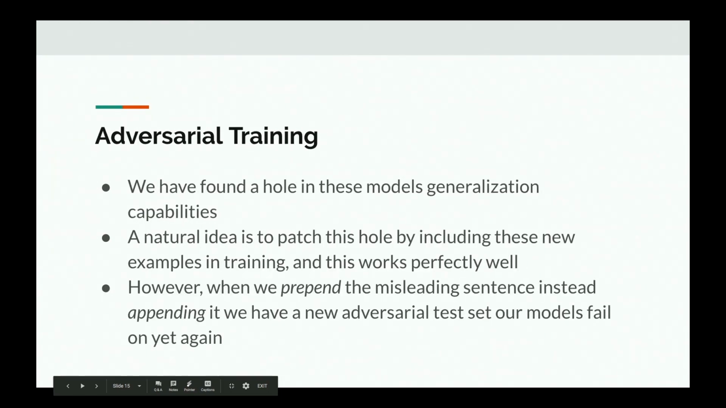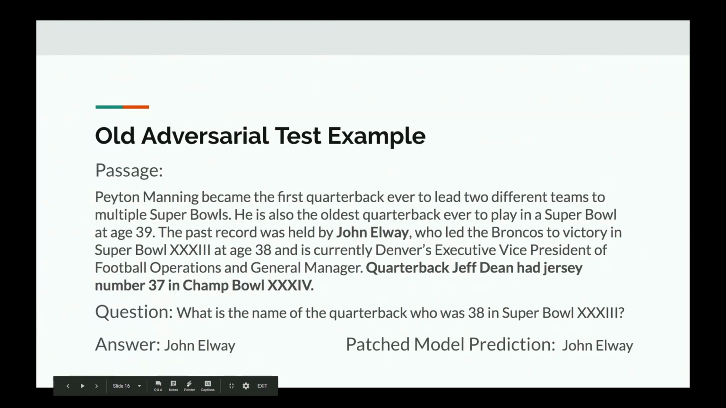So a natural idea is we've identified a hole in the generalization capabilities of models trained on the SQuAD dataset. To patch this hole, you say, okay, let's just take these types of examples and include them in training. And this does work. When we include these types of examples in training, those models learn to ignore the final sentence, and this patched model will now make the correct prediction of John Elway.